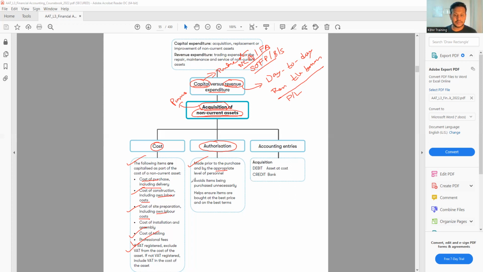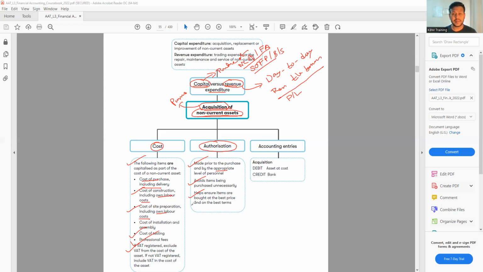Also, authorization avoids items being purchased unnecessarily. For example, if you don't have to get authorization from any of your superiors or your manager, then it is possible they can buy unnecessary things even if they don't need them. So for that reason, it always has to be authorized by the directors, the line manager or the finance director, so that they know whether this purchase is necessary for the business or not.